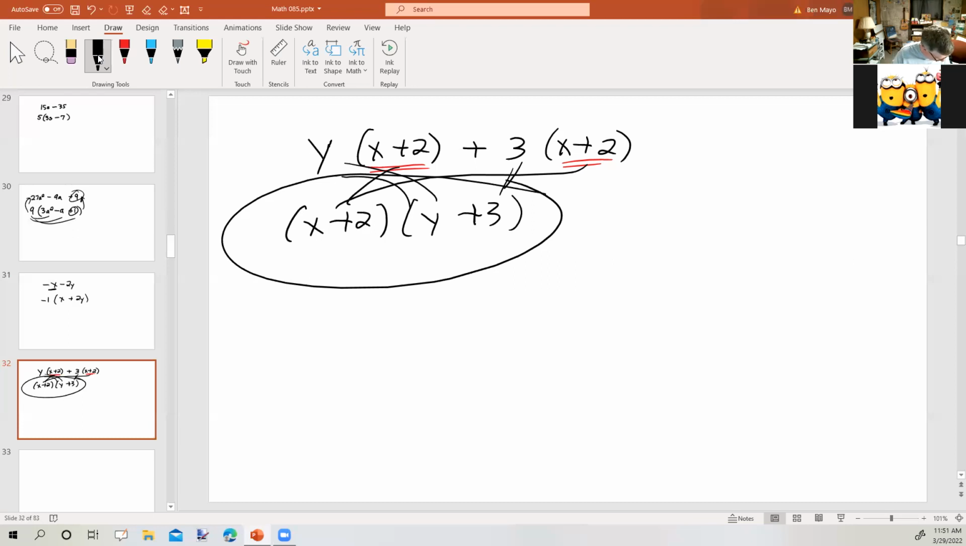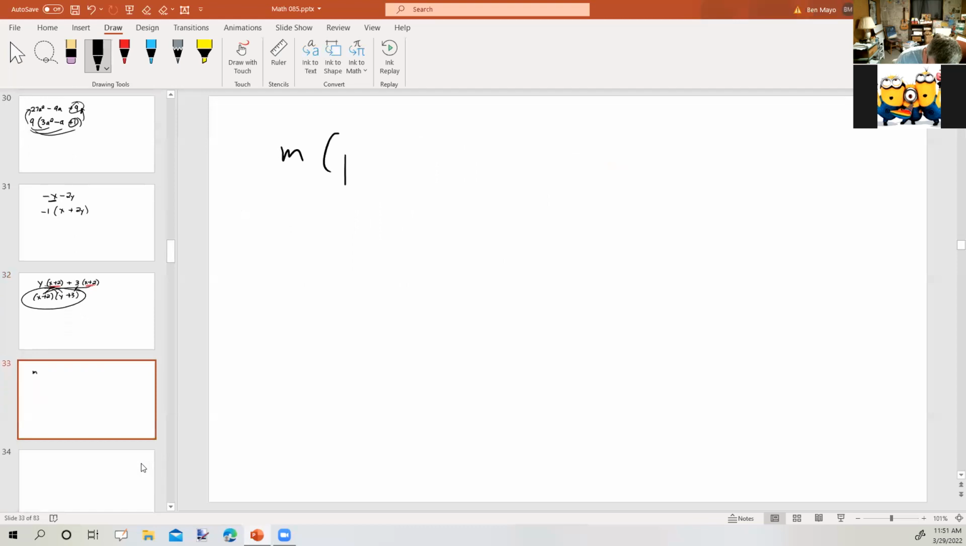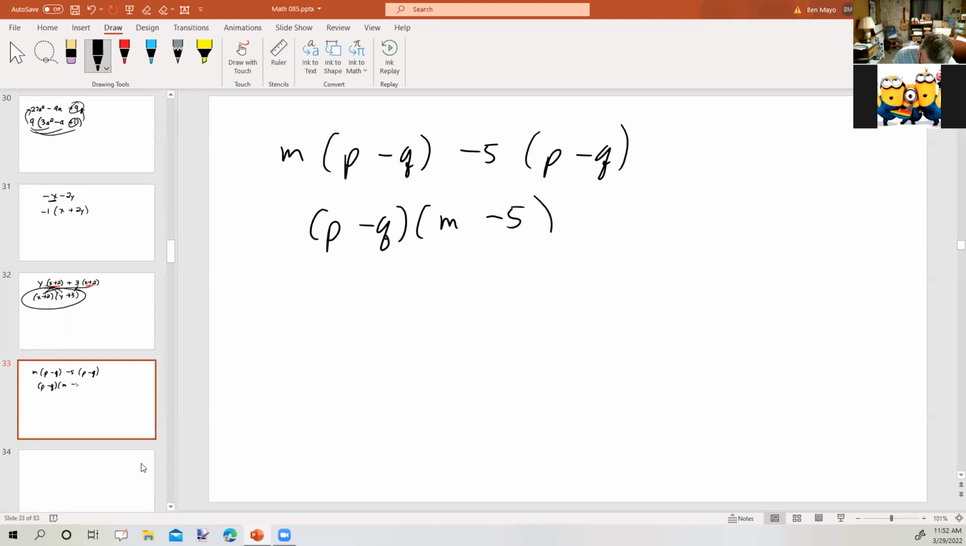Okay, let's take a look at another one of those. M times the quantity P minus Q minus 5 times the quantity P minus Q. So I'm going to take out the greatest common factor, which is P minus Q, and my leftovers are M minus 5. Any questions about that?